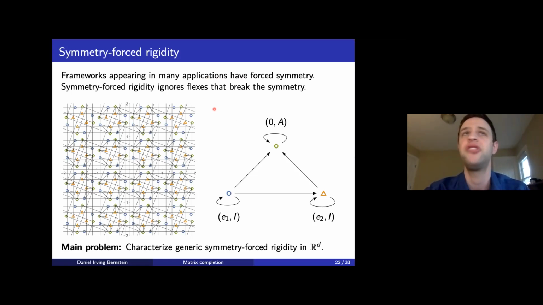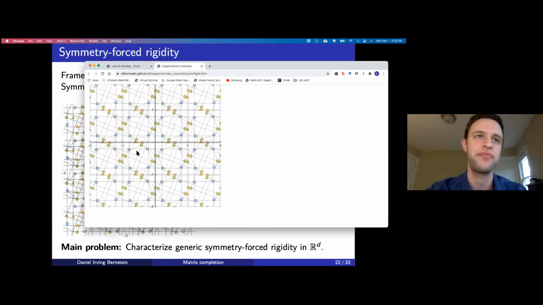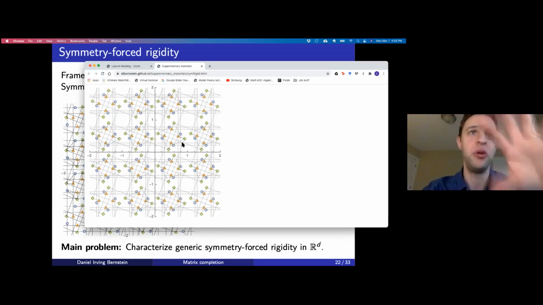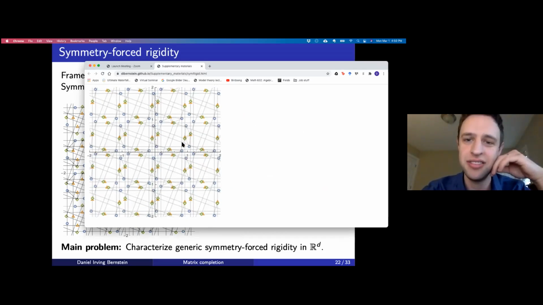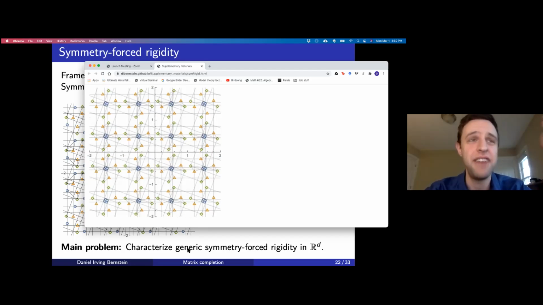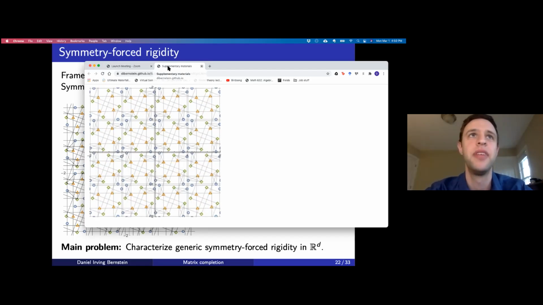Frameworks appearing in many applications have symmetry that is enforced. And so in symmetry forced rigidity, you only care about flexes that preserve the symmetry. Since this is kind of a fun little animation, let me show you an example. That framework has wallpaper symmetry. You can translate it up, you can translate it to the left, you can rotate it 90 degrees, and it looks the same. And it also has a flex, a deformation of it that preserves that property. So this is symmetry forced flexible.